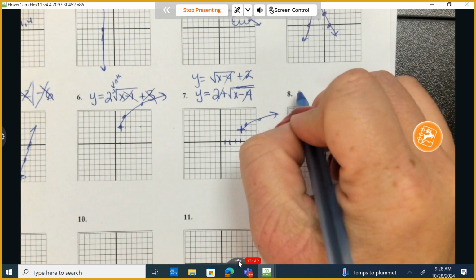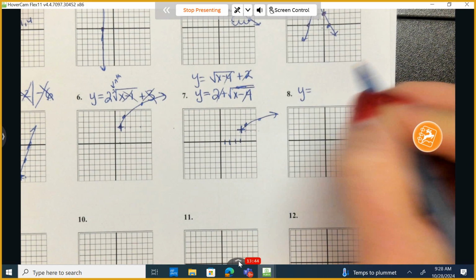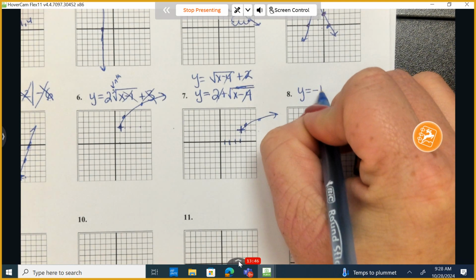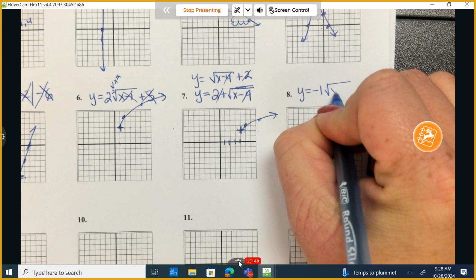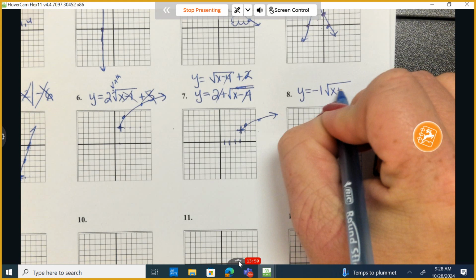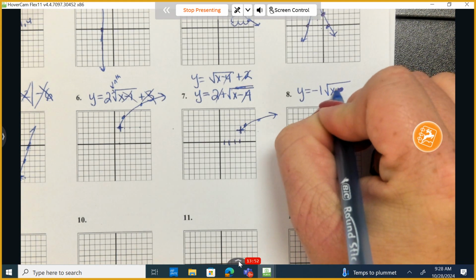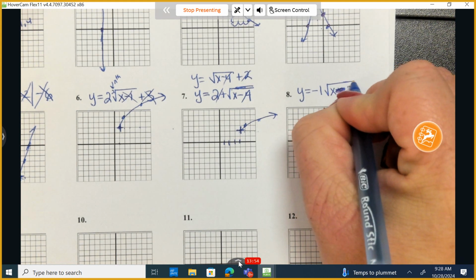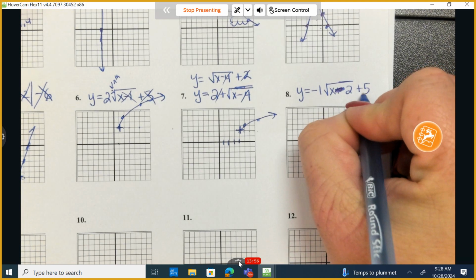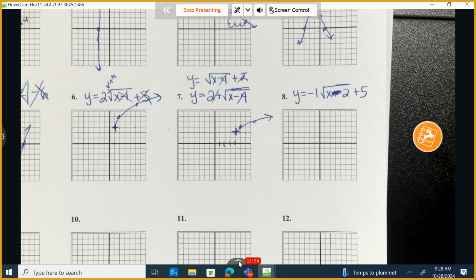Okay, here's your next one. Y equals negative 1 square root of x plus, now let's change it up, x minus 2, plus 5. Talk to your partner. What would you do? And then I will go over it. I'm going to give you 20 seconds. What would you do? Go. Don't leave anybody out. Talk to your partner. What would you do?